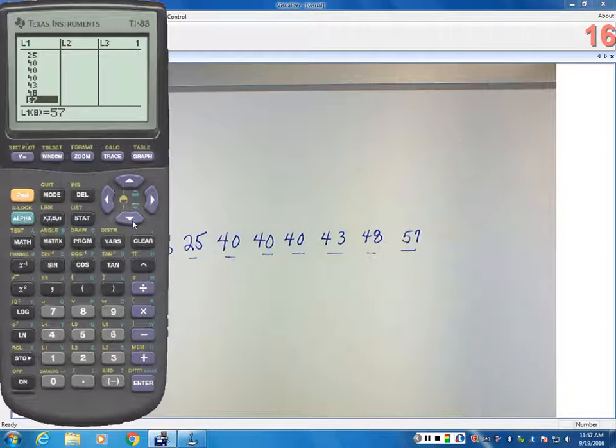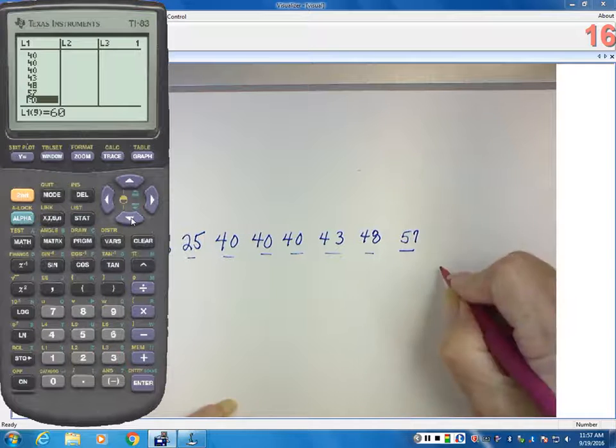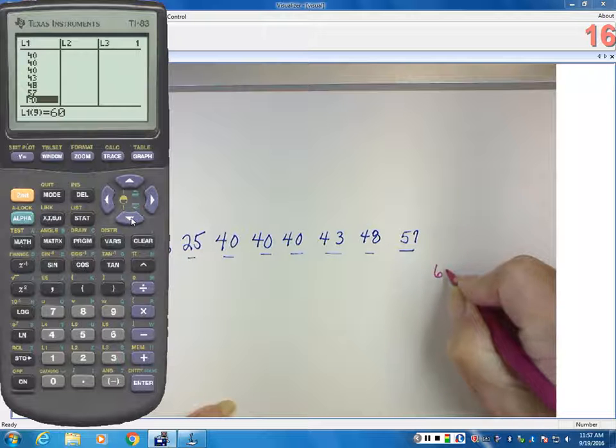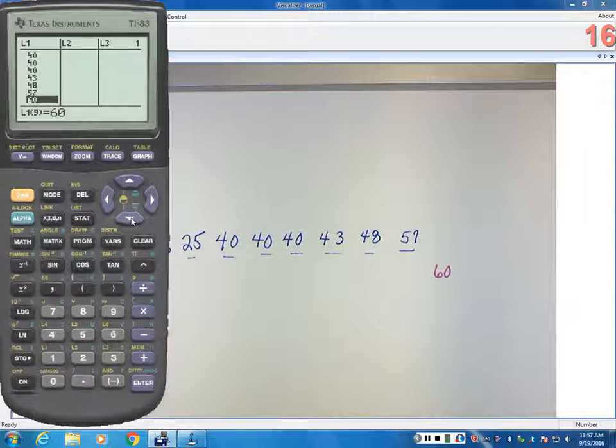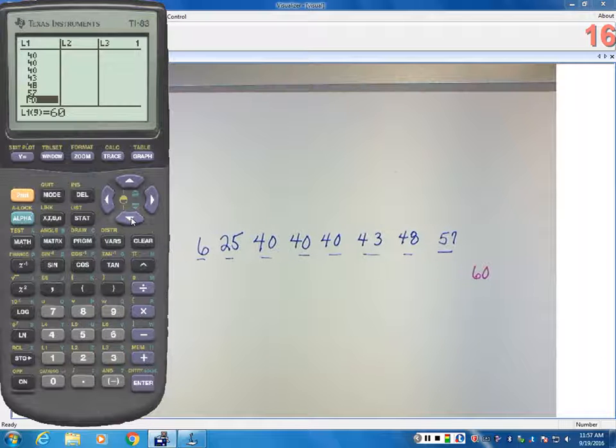And the next number that comes up is going to be the median. And that's 60. And I'm going to move it down here because it really doesn't belong to the lower half or the upper half. It's going to sit there kind of by itself. So this is my median.